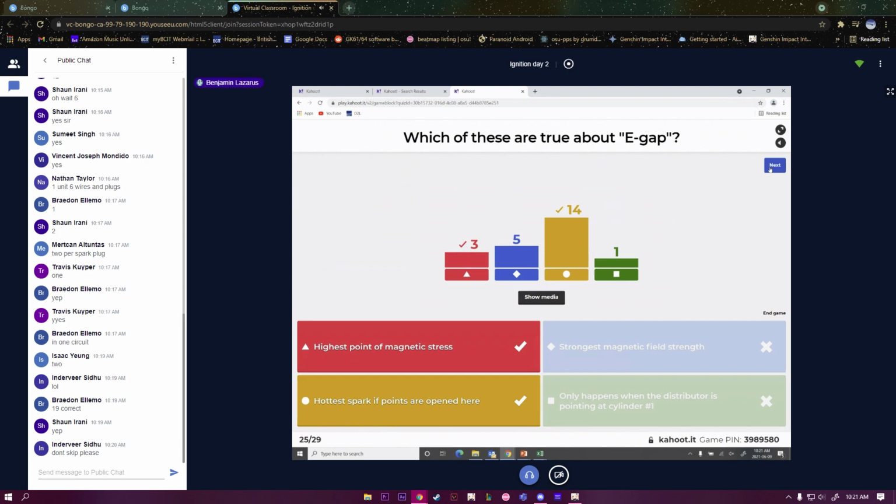All right, it is not the strongest magnetic field strength. It's the highest difference between those 2 curves. But it is important, and the most important thing here is, well, those 2, the red and the yellow, are both good to know.